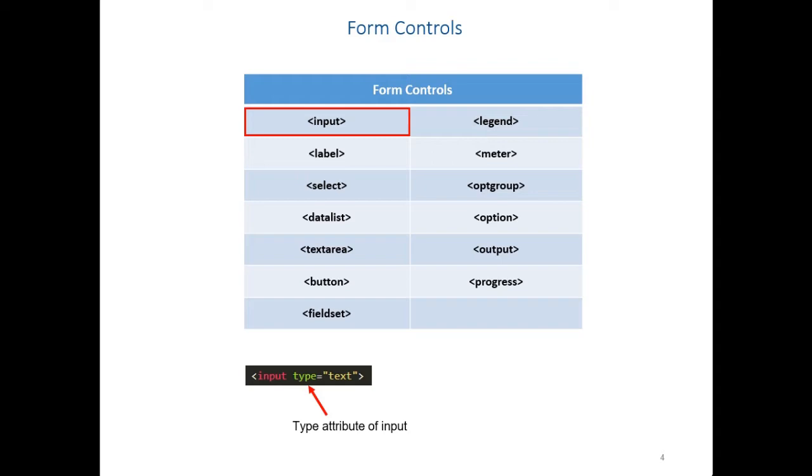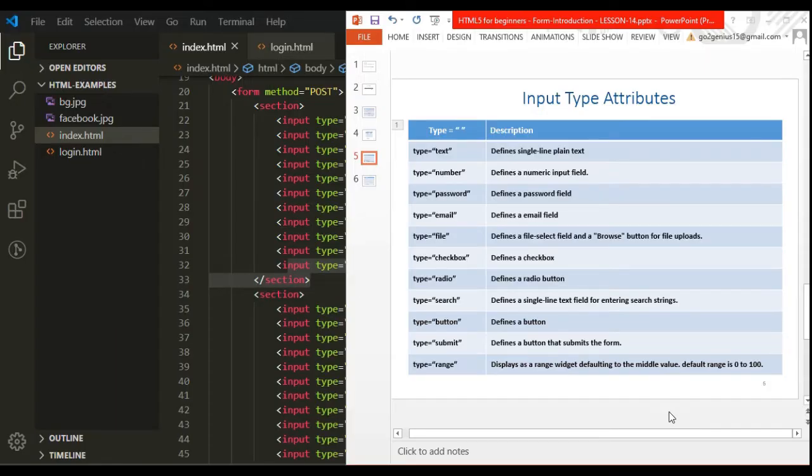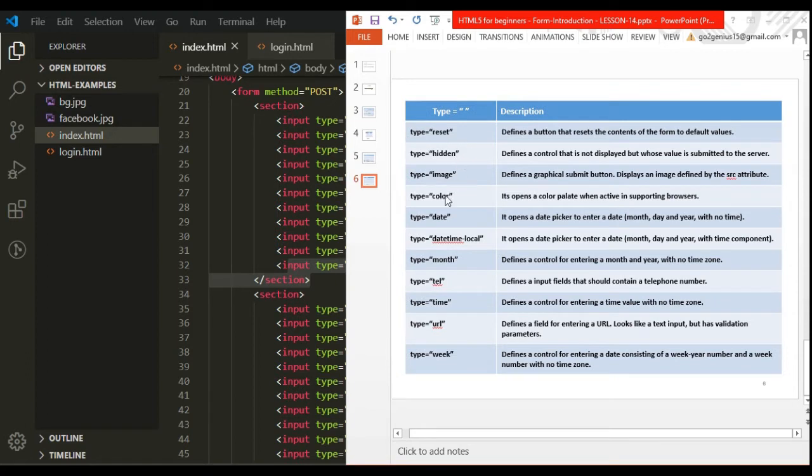So let's see. So friends, here we have a list of the type attribute with the possible values like text, number, password, email, file, checkbox, and we have also other values like reset, hidden, color, time, URL, and more. So let's see in code.